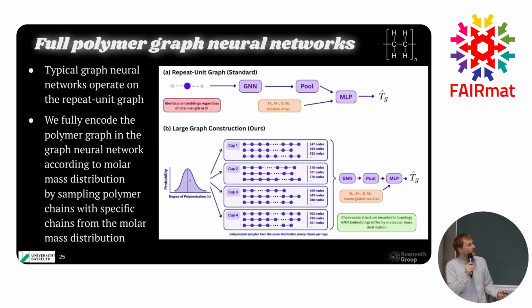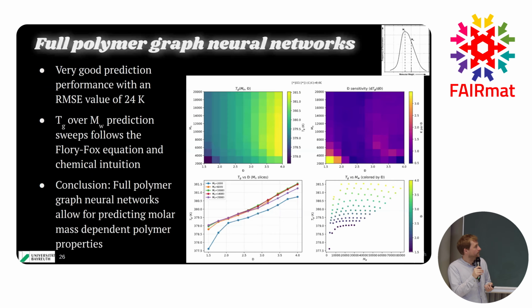So these are much, much longer. Here we really look at the full graph instead of the small graph, which has the advantage that you can model all these statistic effects in polymers, and also get something like a molar mass dependence, TG dependence or property dependence of the molar mass distribution. Yeah, and this also turned out to be very good. We got a very good prediction performance with 24 Kelvin.